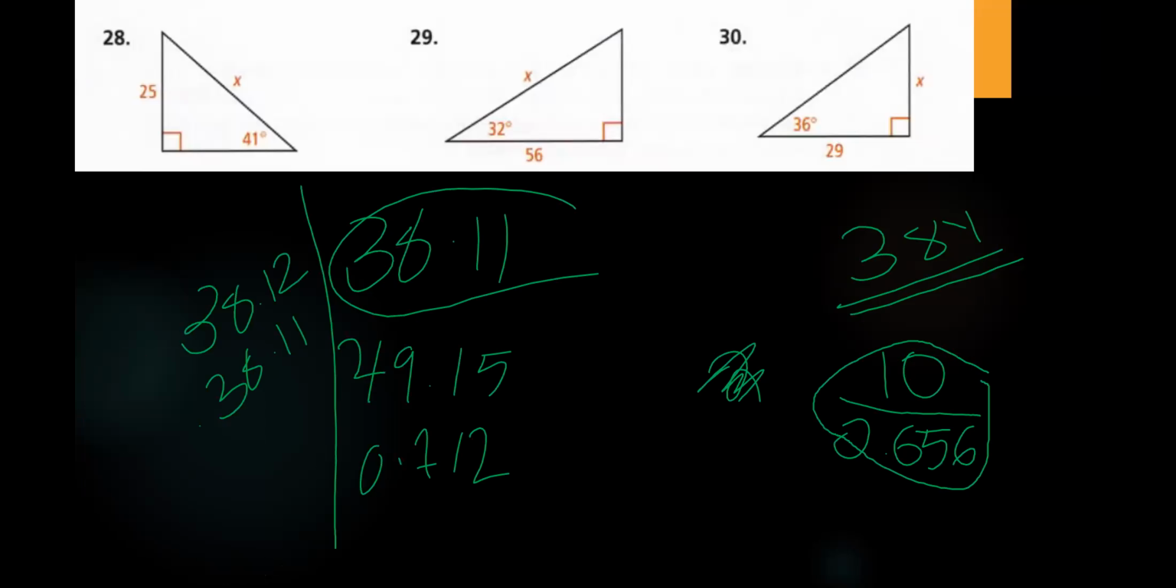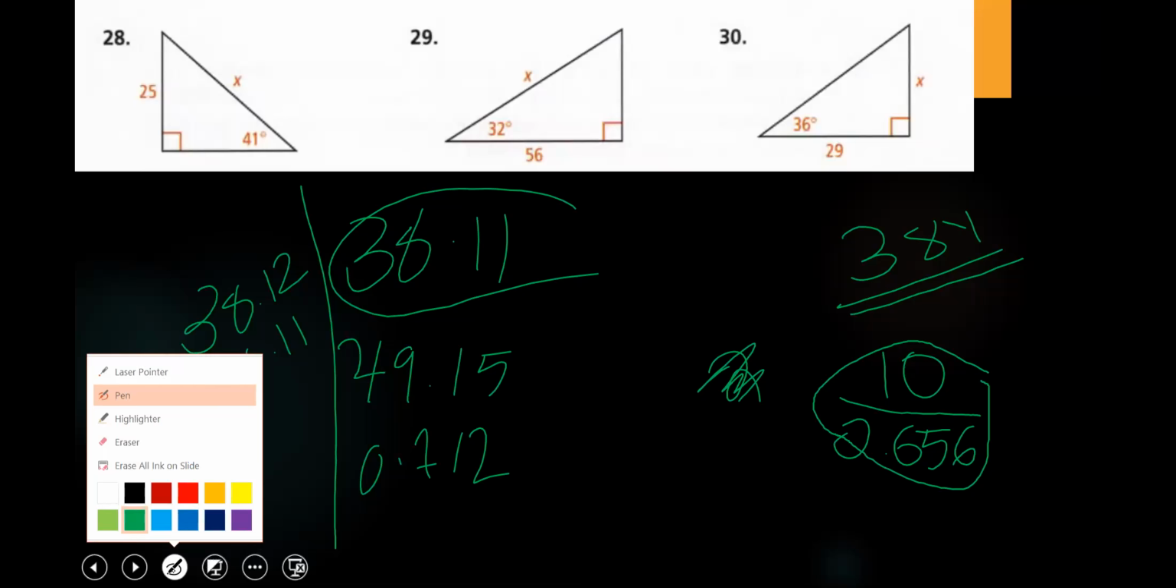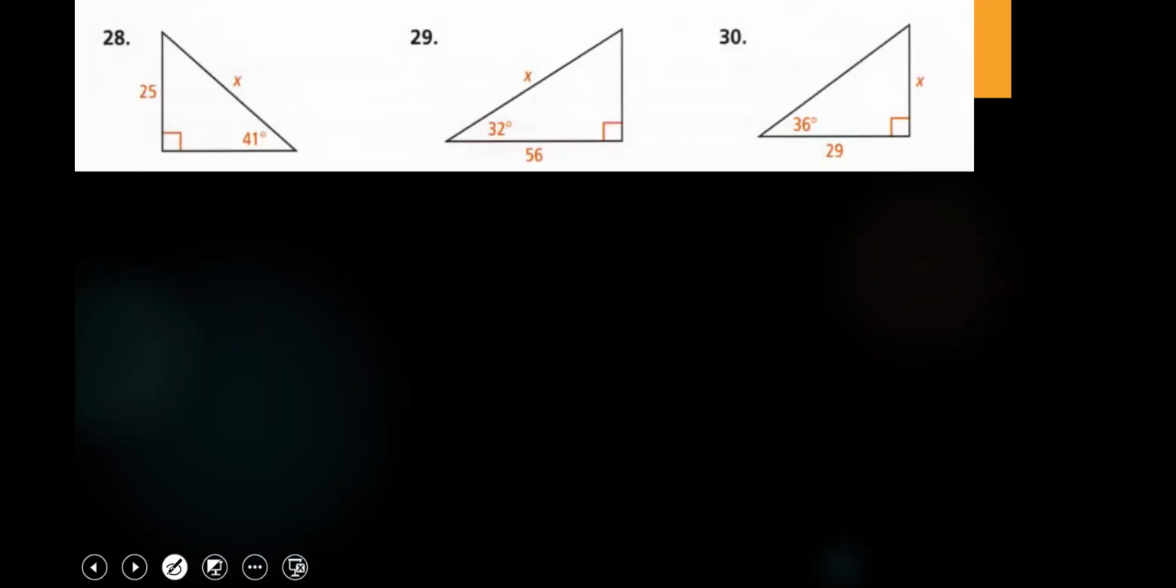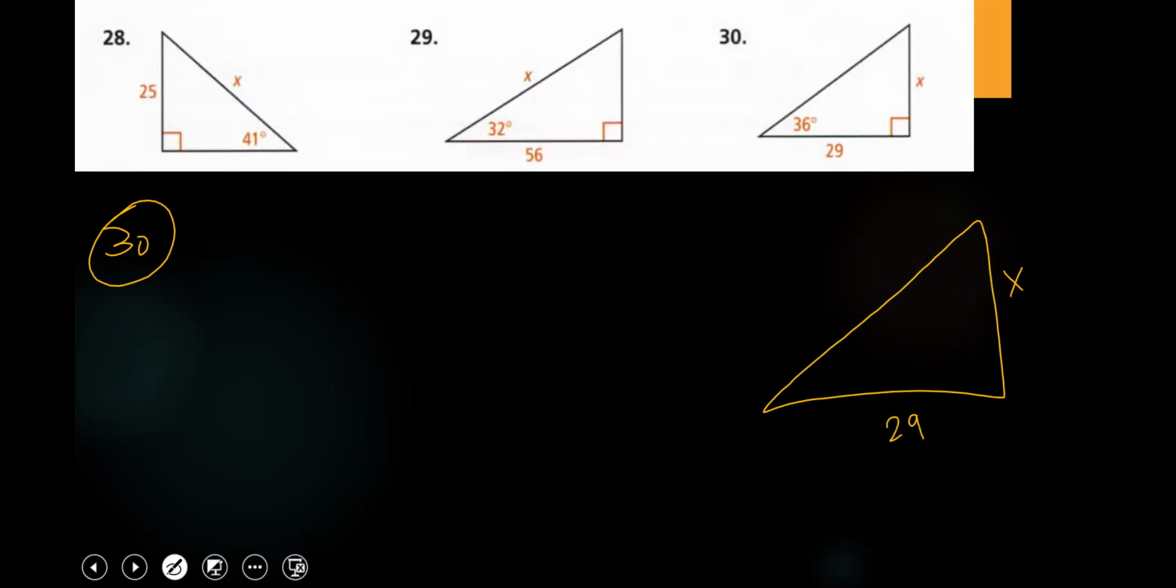I want you now to solve number 30. Okay, grade 8, solve number 30 here. Here you have x, 29, and the angle here is 36, and you need to find x. I will give you 1 minute. After that, I will solve it and check your answer. No need to send it on WhatsApp.